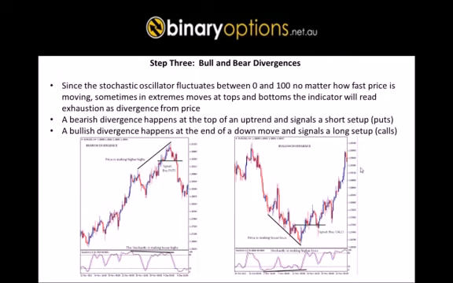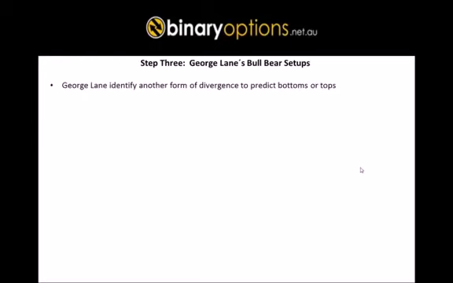But this is not the only divergence setup that we can find on the stochastic oscillator. We also have George Lane's bull and bear setup. George Lane identified another form of divergence to predict bottoms and tops. And this is what's cool about this indicator, that we have plenty of setups to look for. And if we're monitoring 6 currency pairs and 2 stocks, we will definitely find enough setups to keep us occupied during our trading session. A George Lane bull setup is basically the inverse of a bullish divergence.